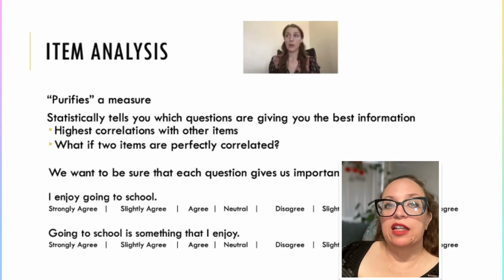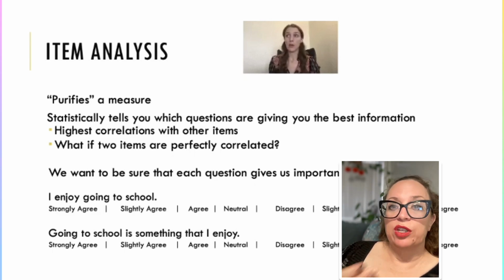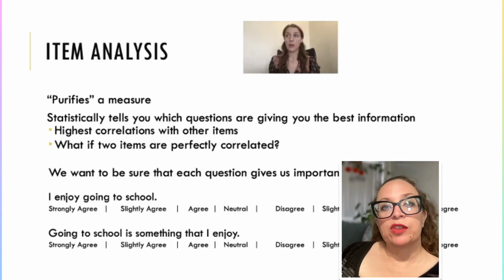If we're getting exactly the same inner correlations between these questions, people are responding the same to each of these questions, then we can get rid of one. We can purify the measure and get rid of specific questions. So item analysis takes some other forms as well.